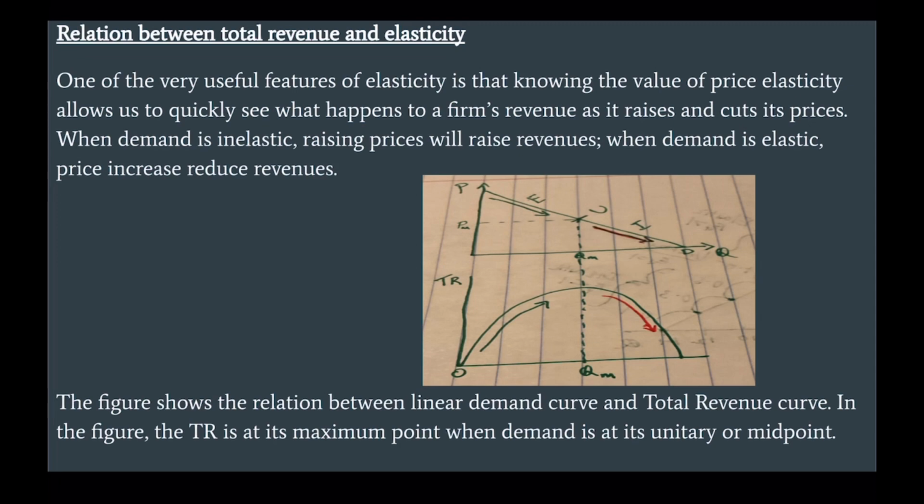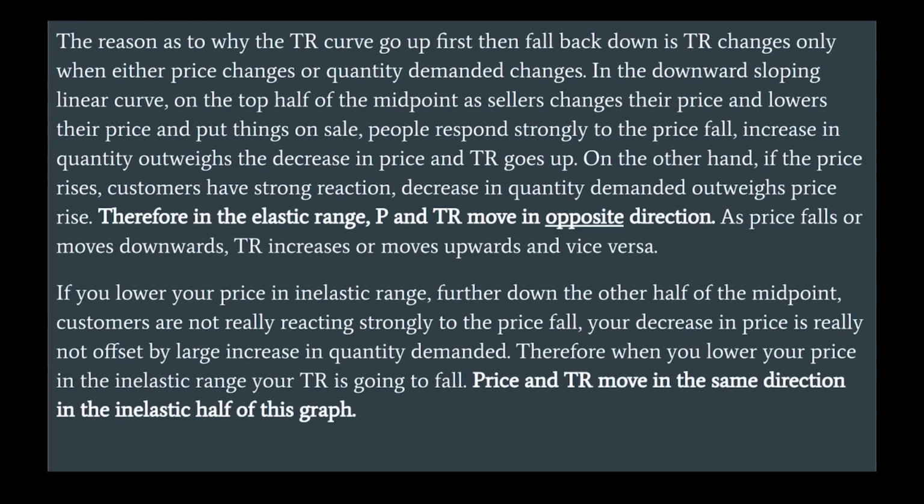The figure shows a relation between the linear demand curve and the total revenue curve. In the figure, the total revenue is at its maximum at the unitary, or midpoint, of demand. The reason why the total revenue curve goes up first, then falls back down, is that total revenue changes only when either price changes or quantity demanded changes.